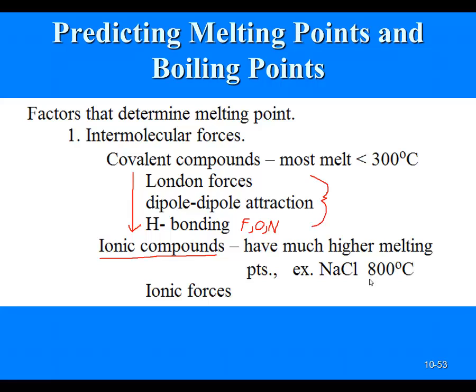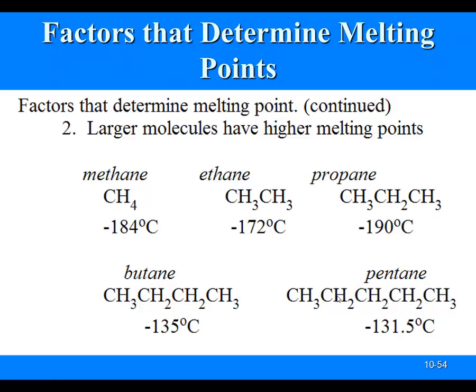So we end up with sodium chloride, for example, having a very high melting point of about 800 degrees Celsius. So ionic compounds have some of the highest melting points. Okay, so that's something to remember when you're trying to classify types of compounds. Now, let's go ahead and review what types of factors are determining higher melting points.